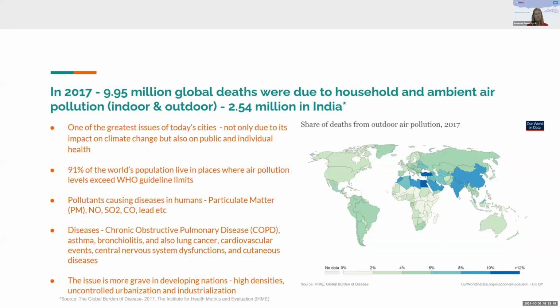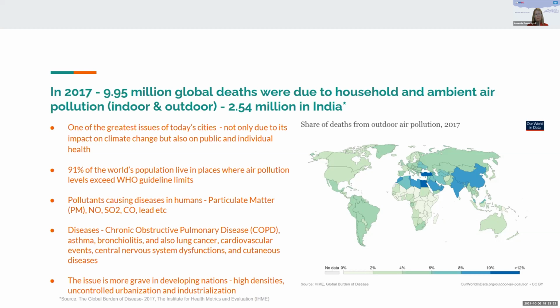So I'll not dig into a lot of things that are already said, but it's already an established fact that air pollution is the reason of many diseases. It has also been the reason of deaths across the globe. In India, 2.54 million deaths in 2017 were due to air pollution. We know the type of pollution. We are very much aware of what kind of issues are there, and the configuration of the air components which affect.